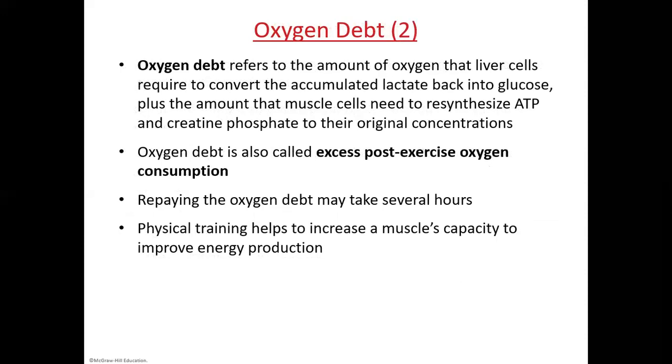This is the amount of oxygen that your liver cells must use to convert the lactate back into glucose, plus all the oxygen that your muscle cells need to use to resupply their ATP levels, and also creatine phosphate. Sometimes the oxygen debt is called excess post-exercise oxygen consumption, or EPOC. This can take several hours.